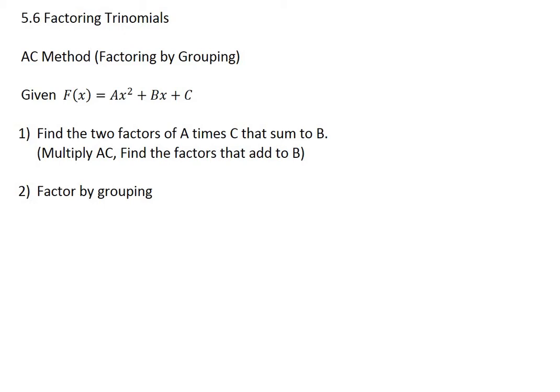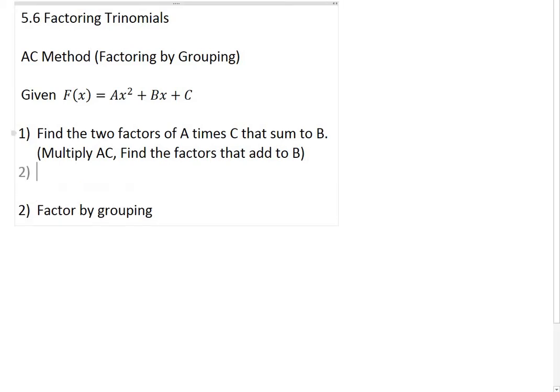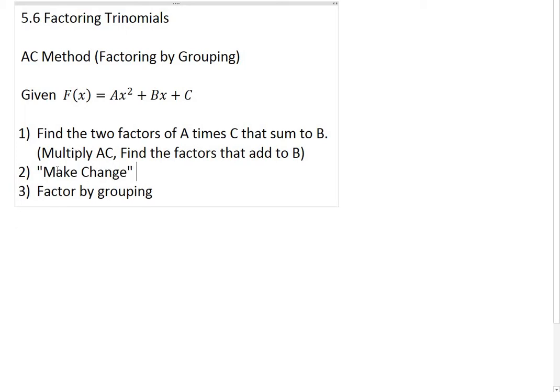From there, you're going to actually do what I call make change. All that this step really is, is separating the bx term into those two factors. So I'll also write that. Split b into those two factors from step one. From there, you'll have four terms, and so you can just factor by grouping. So if you can't factor by grouping yet, go back and practice that. Watch that video over and over and over again. Make sure you get it down.